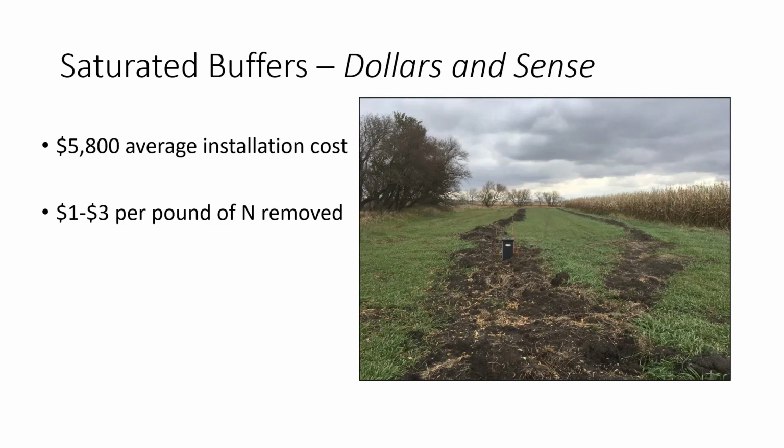In terms of cost per pound of N removed, $1 to $3 per pound of N removed is kind of the ballpark range for saturated buffers, which once again, very cost effective, especially when you compare it to other nitrogen removing practices that are available to us. This practice is very exciting.